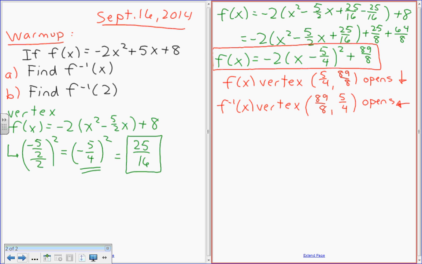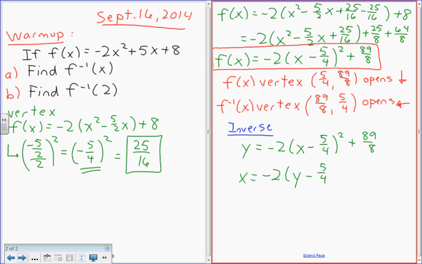Go ahead. First step is you put y instead of f(x). Good. And then you switch here. So you're going to change it to y equals negative 2 times (x minus 5 over 4) squared plus 89 over 8, and then change that to x equals negative 2 times (y minus 5 over 4) squared plus 89 over 8. Very good.